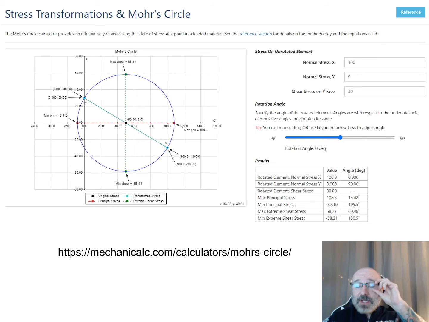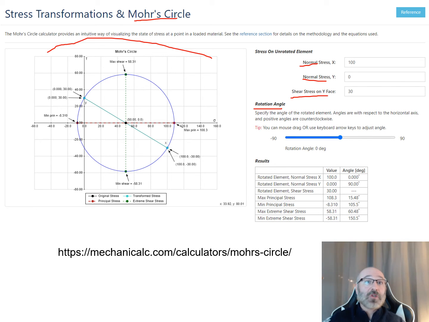Now, one thing I just want to mention as an aside is that there are some great programs online where you can actually draw out your Mohr's circle for some specific examples. So again, if you know your normal stress in your x, normal stress in your y, or your shear stress on a face, you can plug these in, put in your angle of rotation, and it's going to give you a visual of your Mohr's circle.